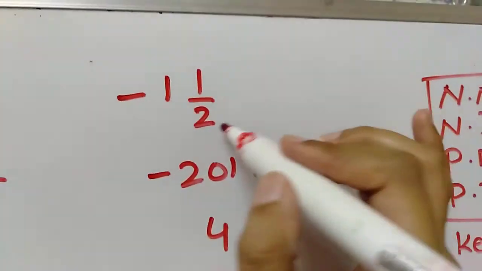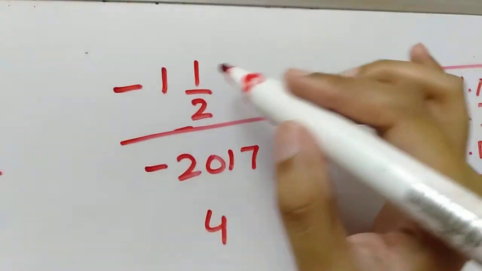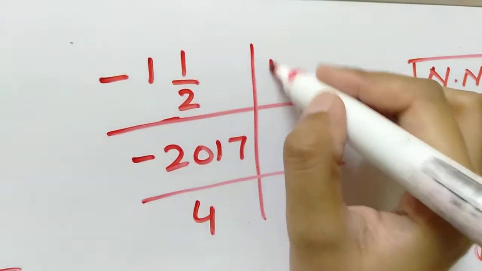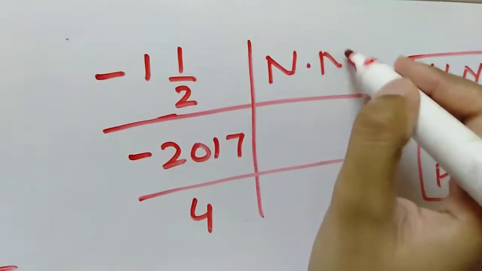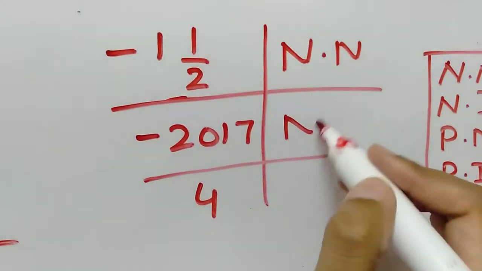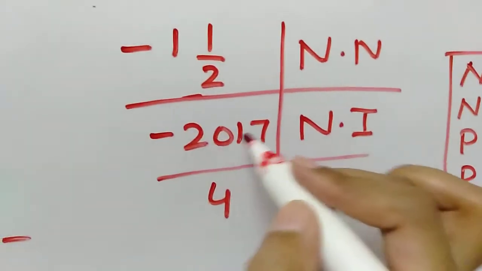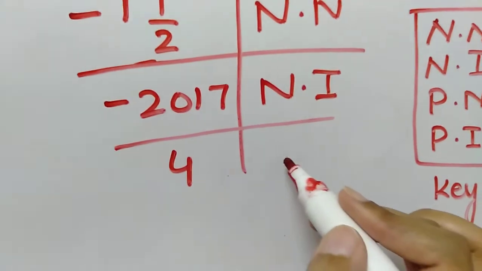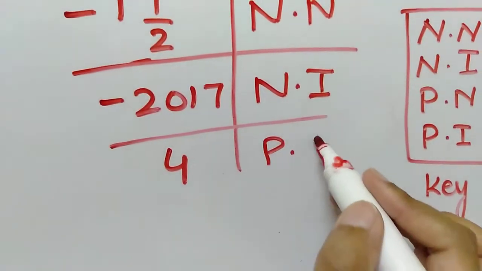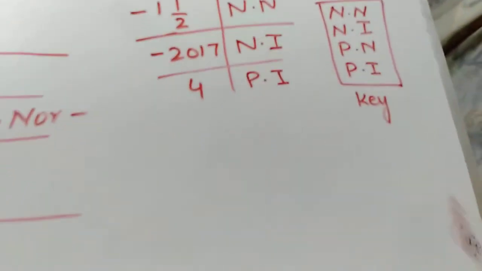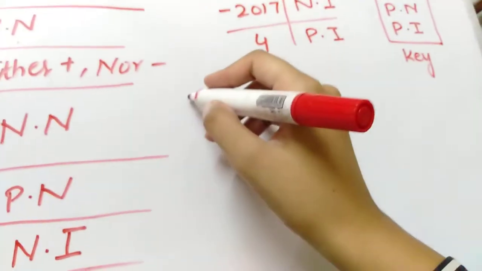Now minus 1 by 2 will be a negative number because it's a fraction. Minus 2017 is a negative integer because it has a negative sign and it's not a fraction. Now 4 will be a positive integer because it has a positive sign and it doesn't have any fraction form.